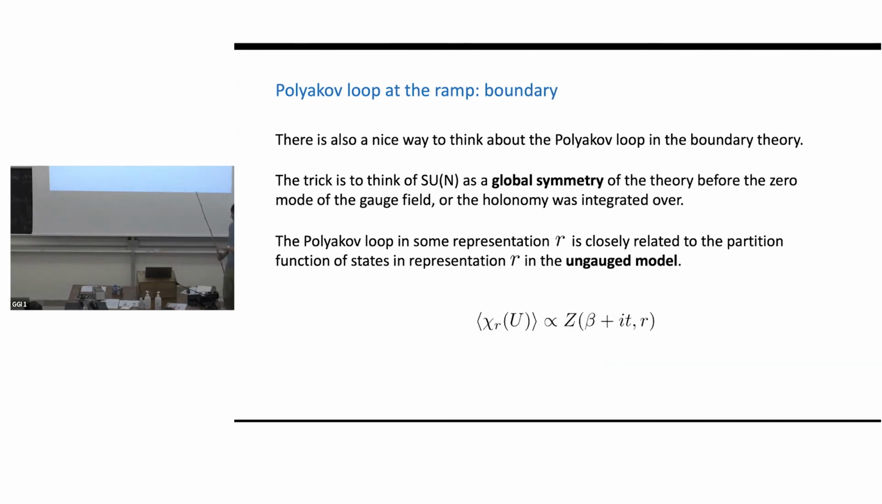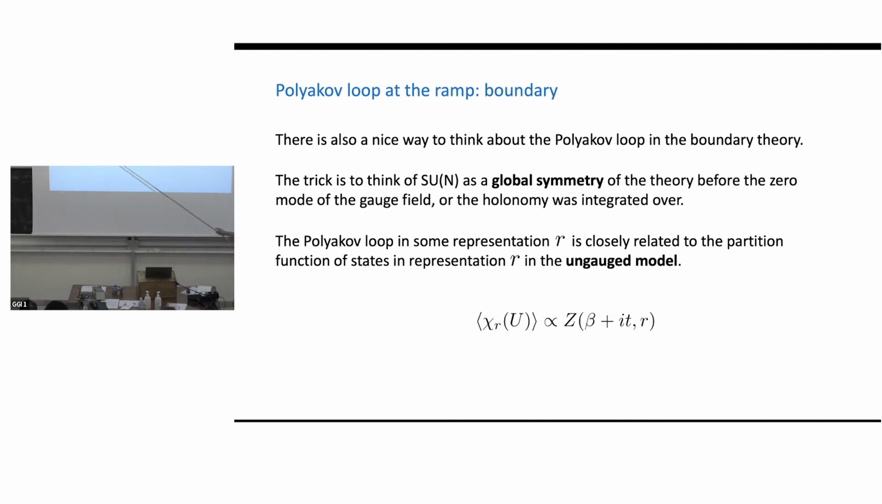Now, for the last few minutes, let me just briefly mention that in the last few slides, I gave you a bulk picture of what the Polyakov loop should be. But there is also a nice way to think about the Polyakov loop from the boundary theory point of view. And you can compare these two pictures. Now, the trick here is to think of SU(N) not as a gauge symmetry, but as a global symmetry of the theory before you integrate over the zero mode of the gauge field, or the holonomy. Okay, so before you integrate over the zero mode, the theory has SU(N) as a global symmetry.